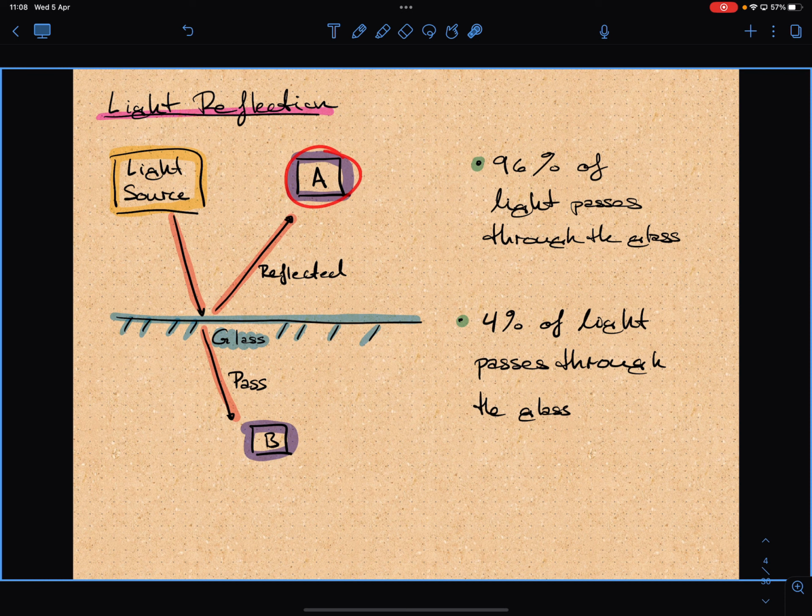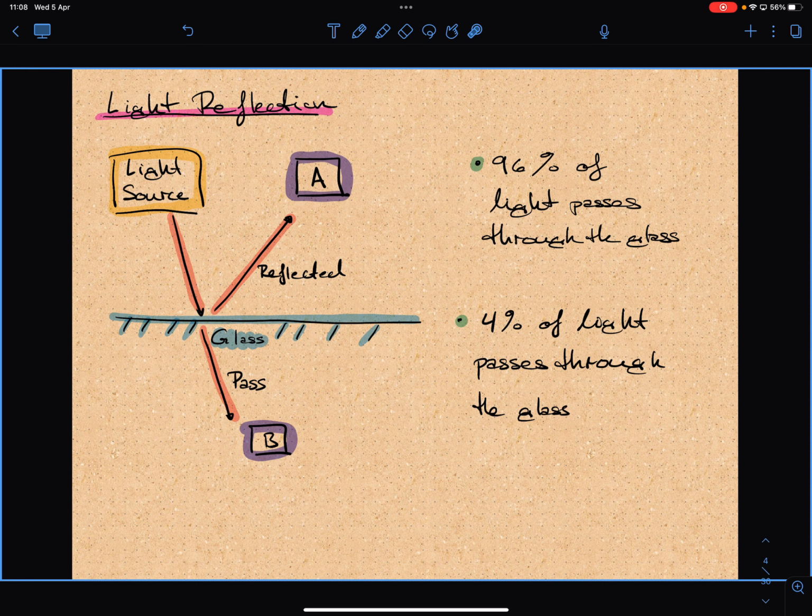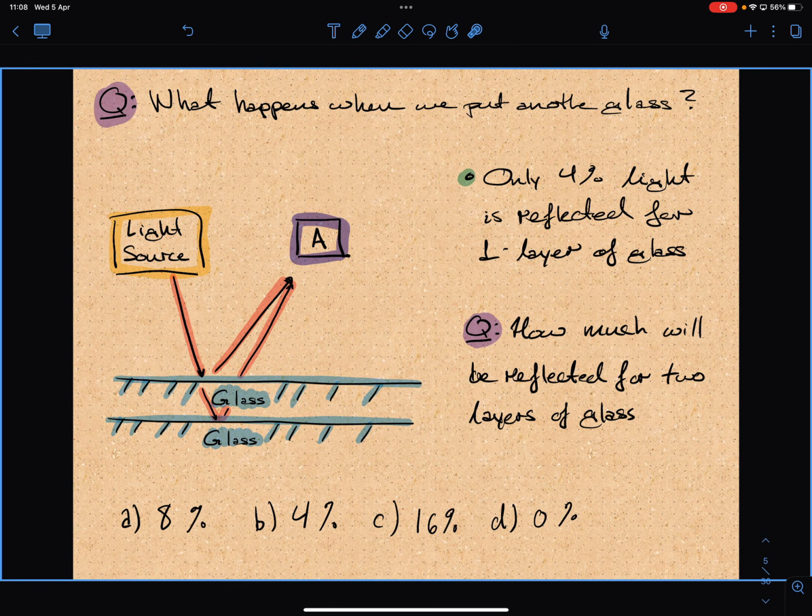Here we have two detectors, A and B. In detector B, we detect 96% of the light that was emitted originally. And in detector A, we detect 4% of the light that was emitted. So we have some reflection happening through this setup. The main question here is, what happens when we put another layer of glass beneath? How much light are we going to detect in detector A?